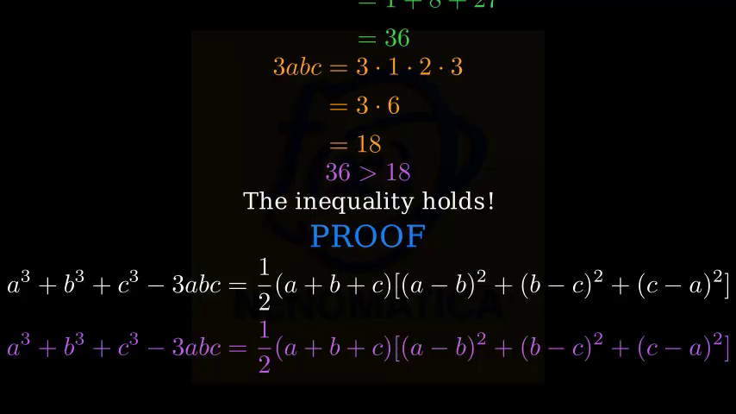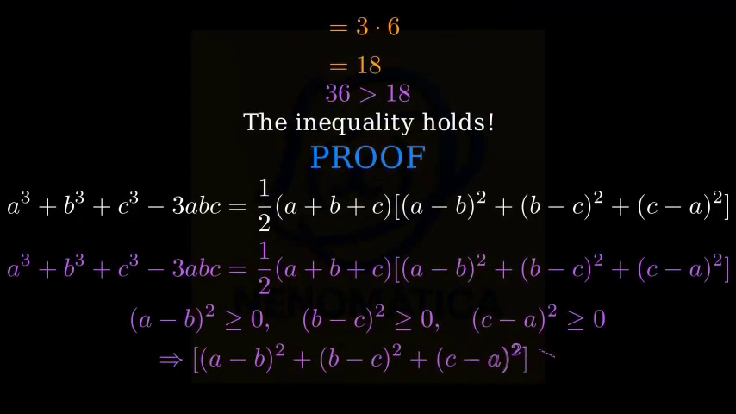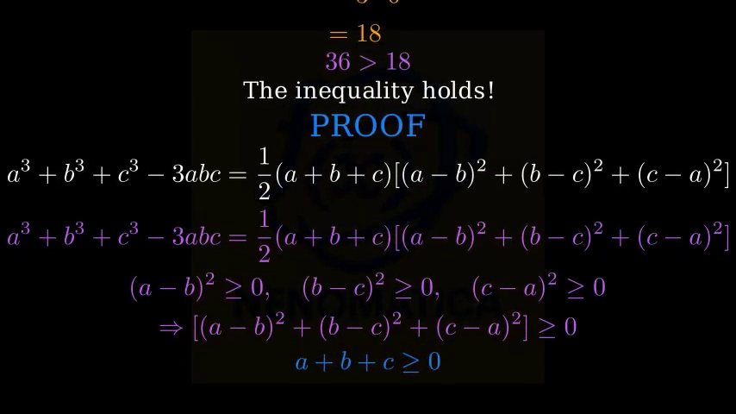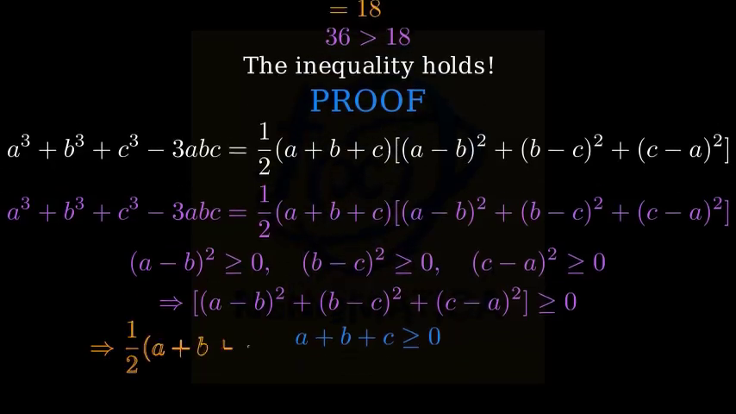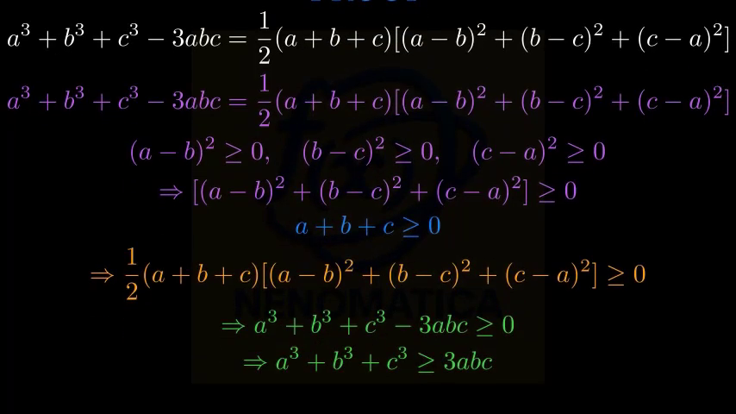Now, let's analyze this identity step by step. First, notice that the expression in the square brackets is always greater than or equal to 0. This is because it's a sum of squared terms, and squares are always non-negative. Next, recall our condition: a plus b plus c is greater than or equal to 0. Since we have a product of 2 non-negative terms, their product is also non-negative. Therefore, a cubed plus b cubed plus c cubed minus 3abc is greater than or equal to 0. Rearranging, we get our theorem. a cubed plus b cubed plus c cubed is greater than or equal to 3abc.